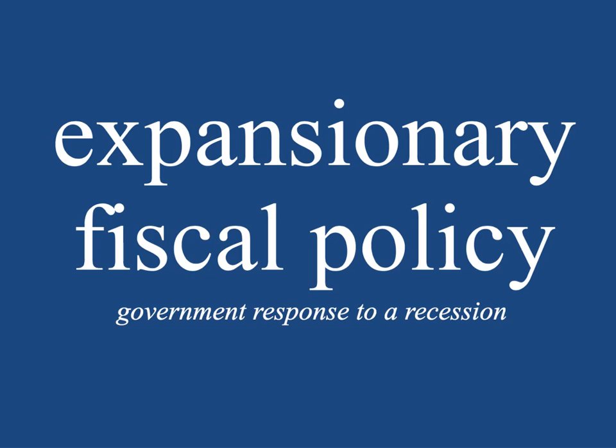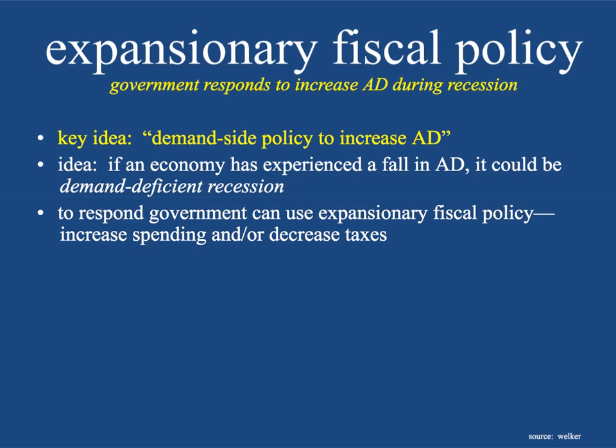Well, let's take a look at expansionary fiscal policy, which is how the government responds to a recession. So the government is going to expand its influence in the economy in order to stimulate aggregate demand because the country has fallen into a recession. That's the big picture of expansionary fiscal policy. The government responds to increase aggregate demand during a recession. So this is demand side policy to increase aggregate demand.